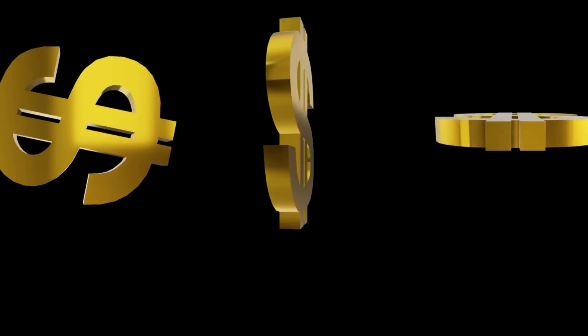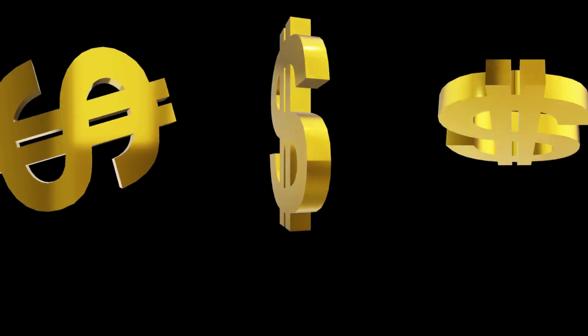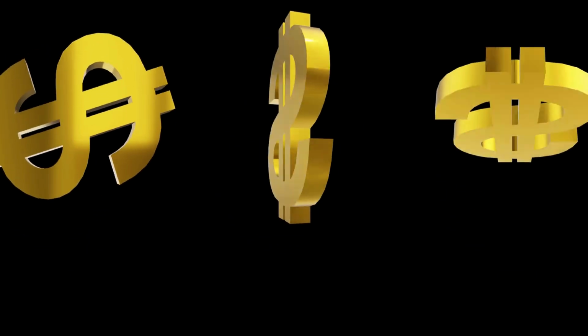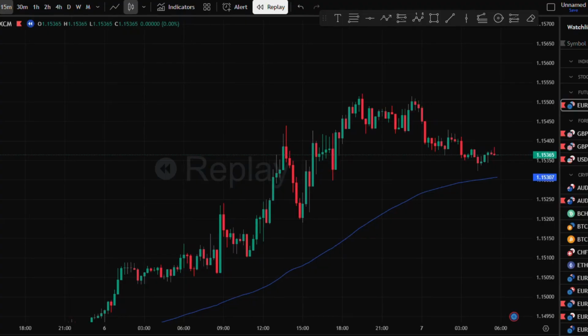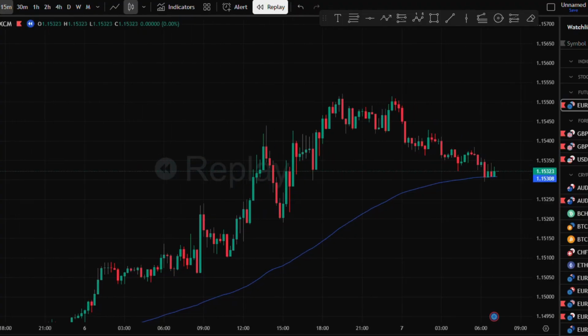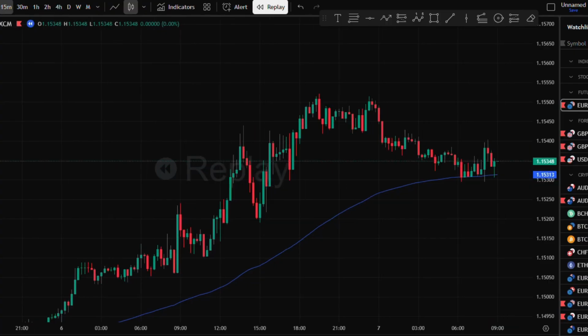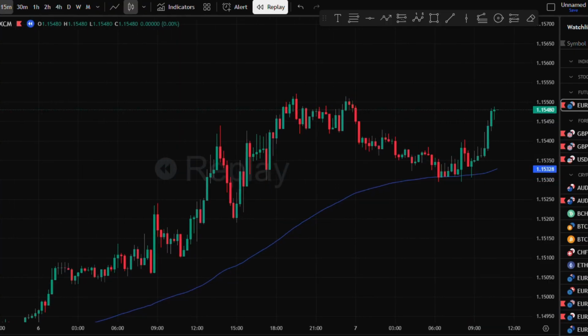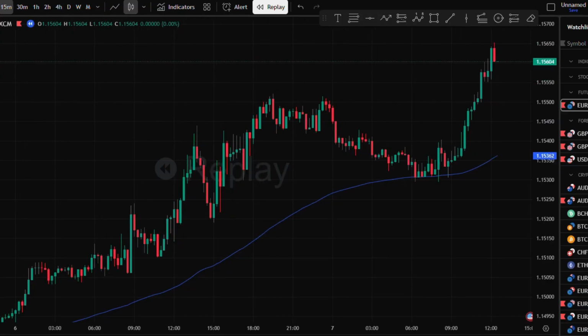So, what makes major pairs so popular? High liquidity. They have the most buyers and sellers. Low spreads, great for beginners and day traders. Stable price movement. Their volatility is more predictable. Massive market influence. News events around these currencies are widely covered. If you're just starting out, major pairs are your safest entry point. Their movements are cleaner, easier to analyze, and backed by tons of historical data.